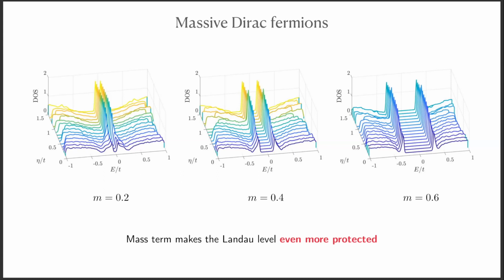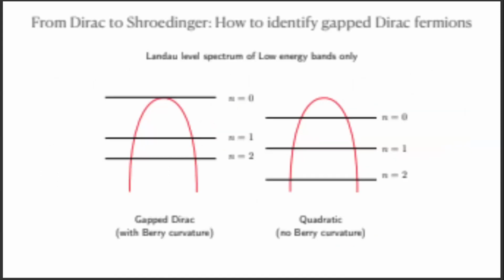Here I'm showing you three pictures where I put a larger mass. And one thing that you can even notice is that as the mass becomes larger and larger, it becomes even more protected because you don't have the other guy to scatter to, because you change it with a different energy. Okay, so it's extremely well protected.